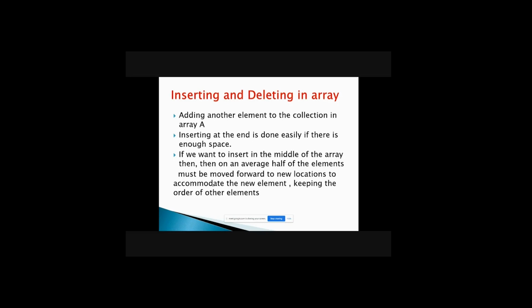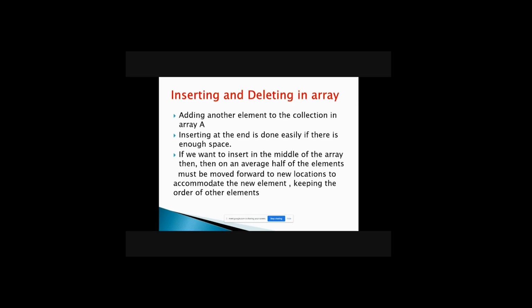Suppose you want to insert in the middle of the array, say in the second position. Already some other element is there in the second position. Now if you want to insert the element there, you shift from the second element to the last element towards the right, so that a space is created at the second position and the new element is inserted there. On average, if you insert an element in the middle of the array, half of the elements must be moved forward, towards the right, so that space is created for the new element.